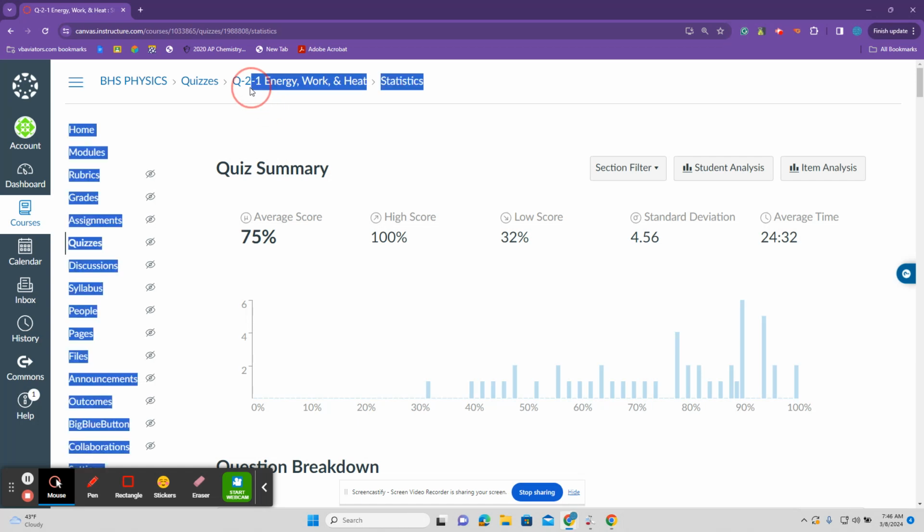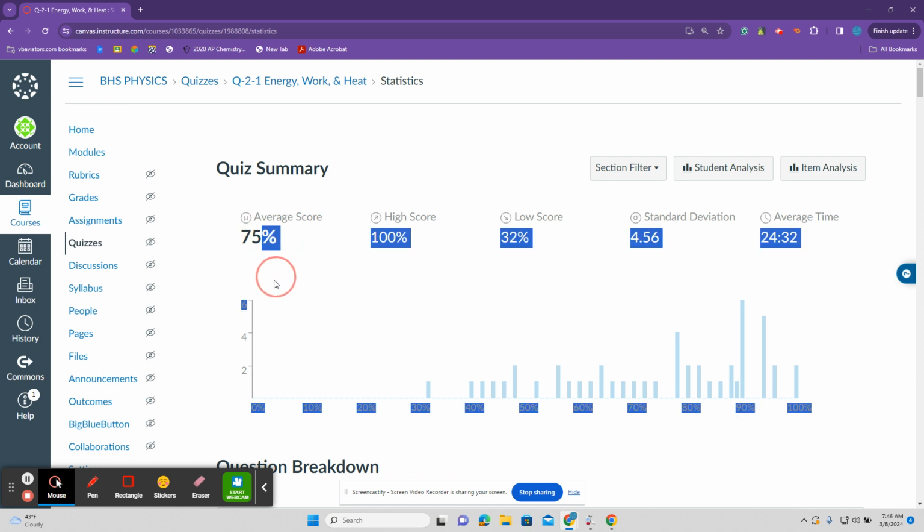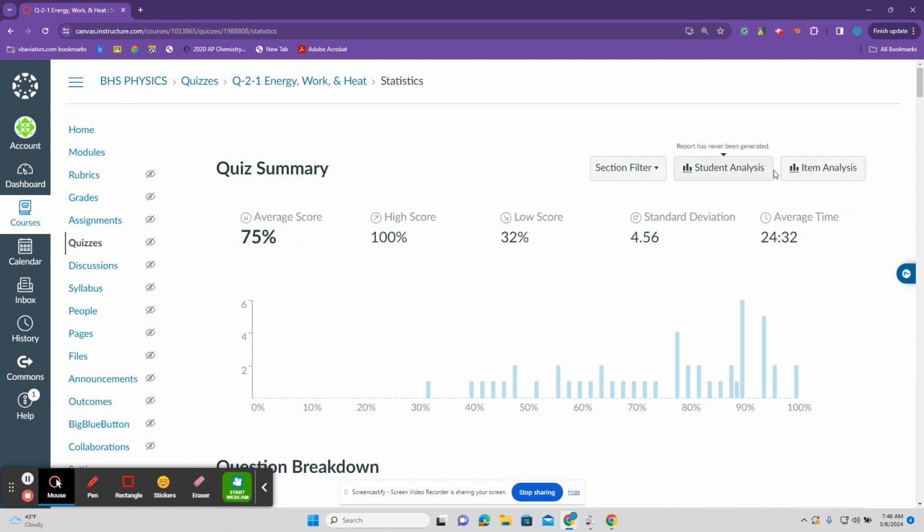Going over the answers to Q1, Q2-1, energy, work, and heat. You can check out the score here, 75%. Not our best work, but not our worst either. I think we've had some worse than that.